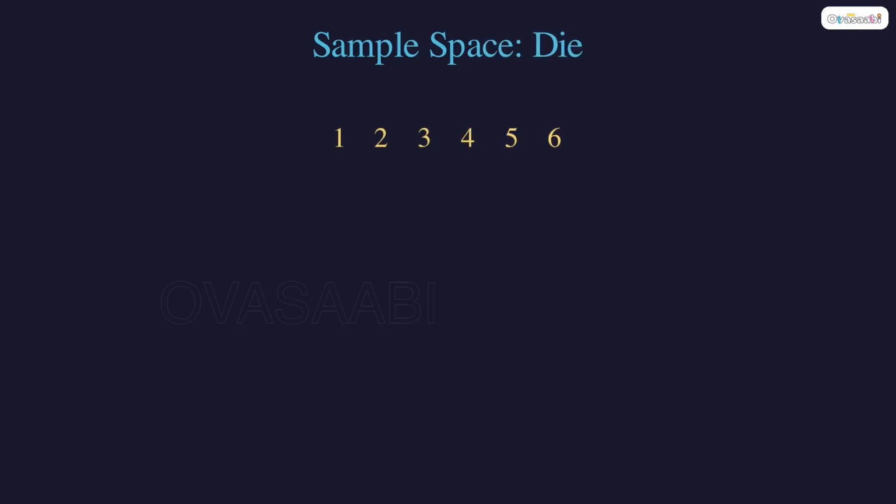For a die, the sample space has 6 outcomes: 1, 2, 3, 4, 5, and 6. An event is one or more outcomes we're interested in.